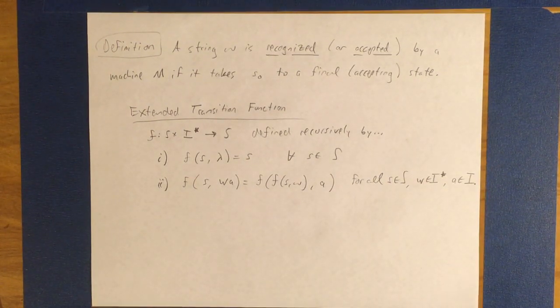Okay, I want to make a short video just explaining the formal definition of the language generated by a machine. There's a little bit of notation that I think is kind of neat, and it takes that idea of the transition function and extends it a little bit and makes it kind of recursive.